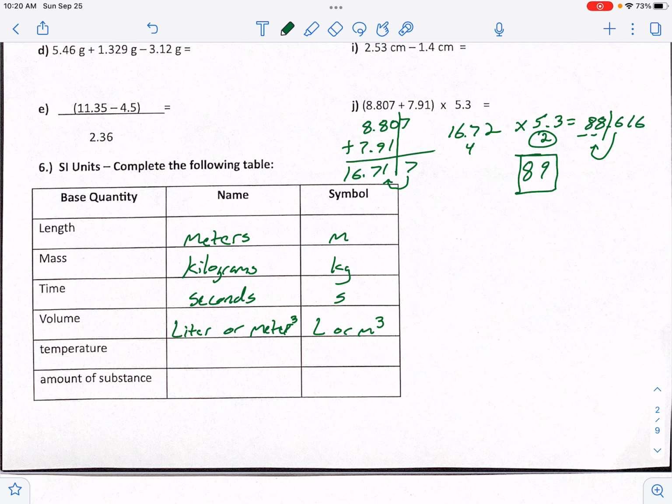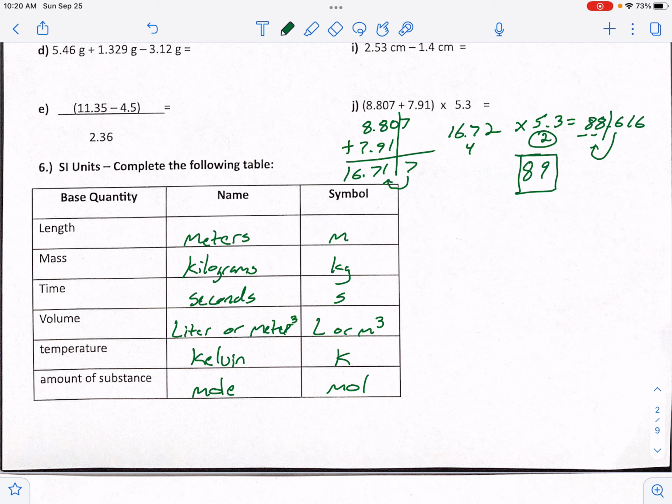Now temperature, we'll do this a little bit later on. We're not going to worry too much about Kelvin right now, and its symbol is letter K. And the amount of substance, we will do that later on. That's actually called a mole. Okay, so the amount of substance is called a mole and its abbreviation is MOL. So just take away the E and there you go.